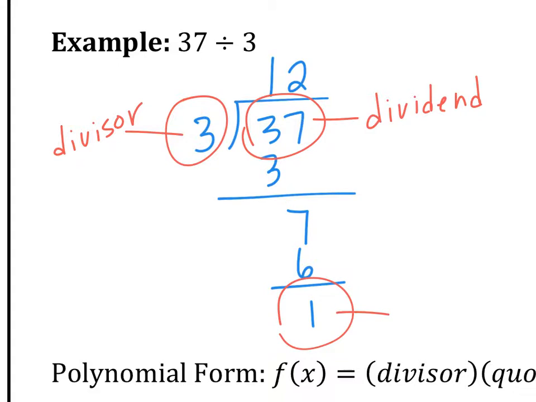Okay, everyone knows this part. Remainder. Remainder, the leftover. And then the last part is 12, the answer to a division problem. Quotient.